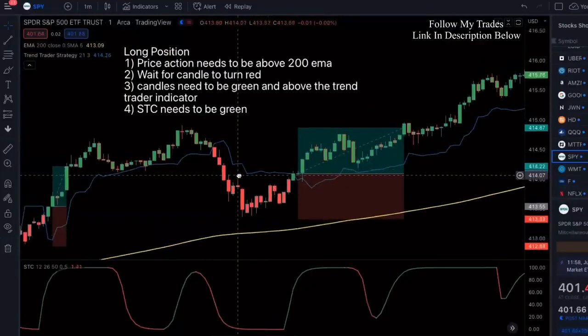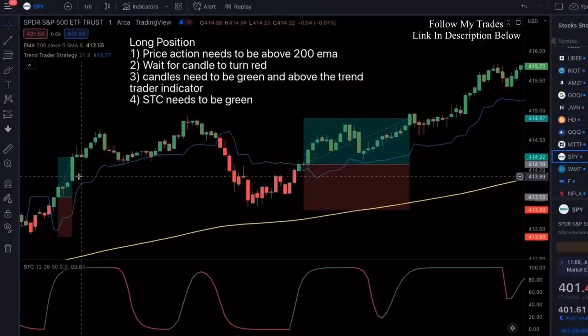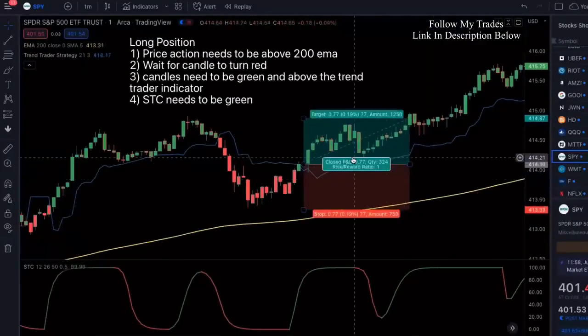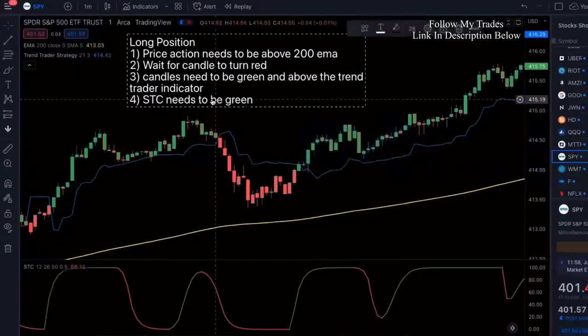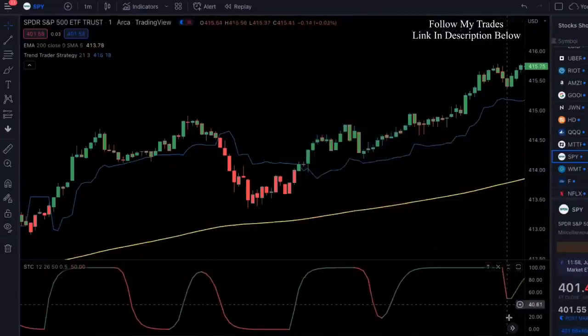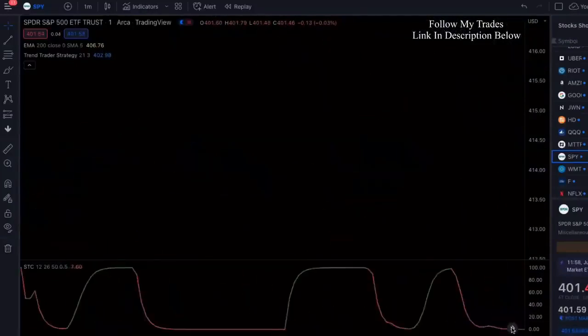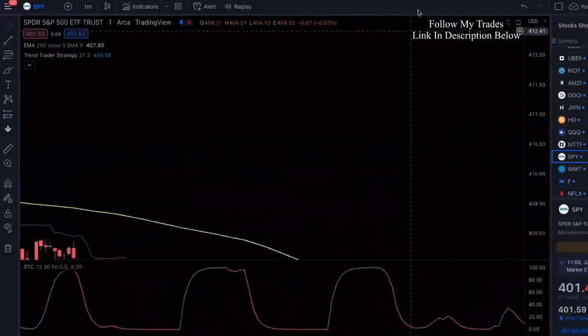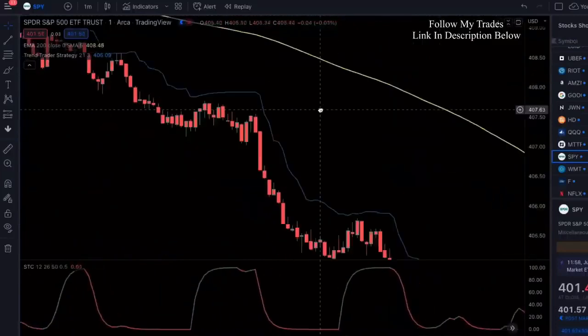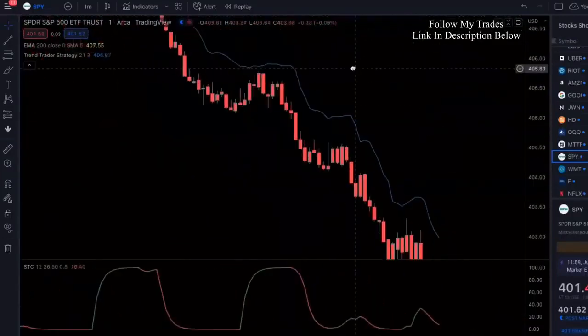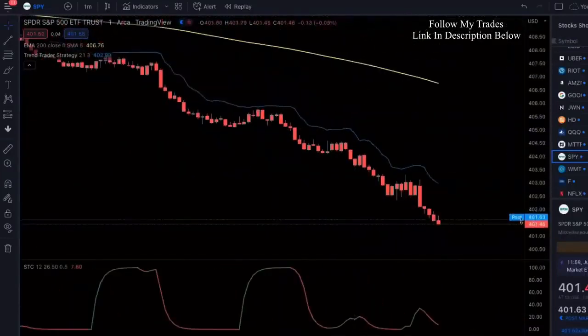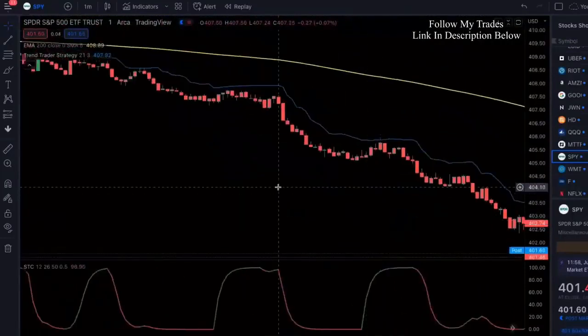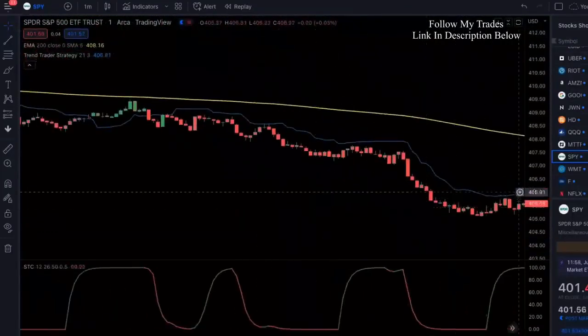And now we're going to take a look at the short positions. So let's go ahead and delete this. And now I think the SPY today was a prime example of the short positions that would have killed it today. So here we go.